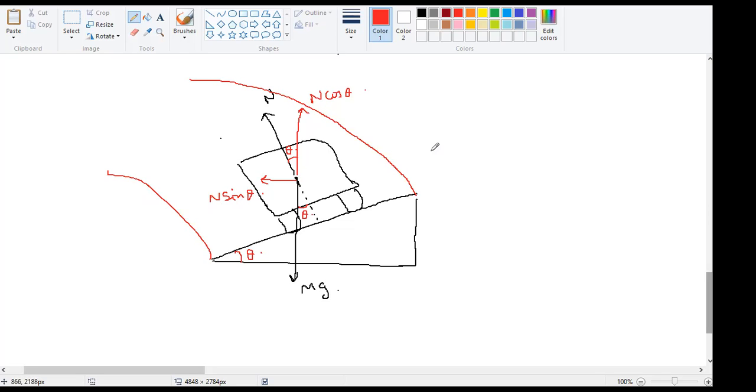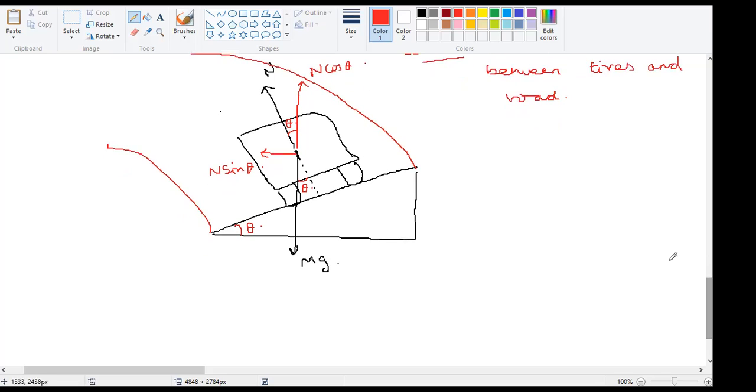Okay. So take it down. Case 1, no friction. n sin theta is acting towards the center. So that should be equal to mv squared by r. So this is your provider. This is your required.